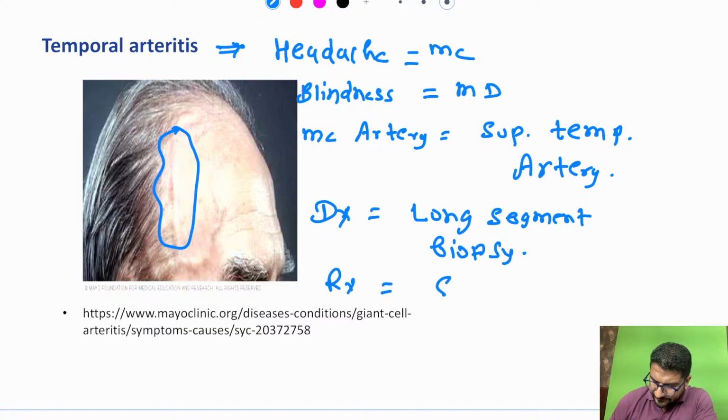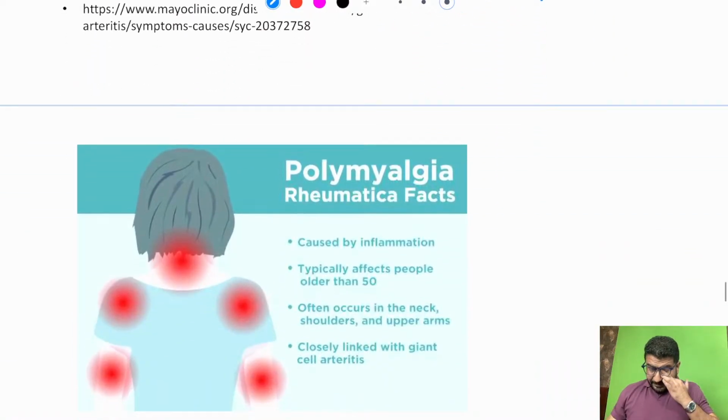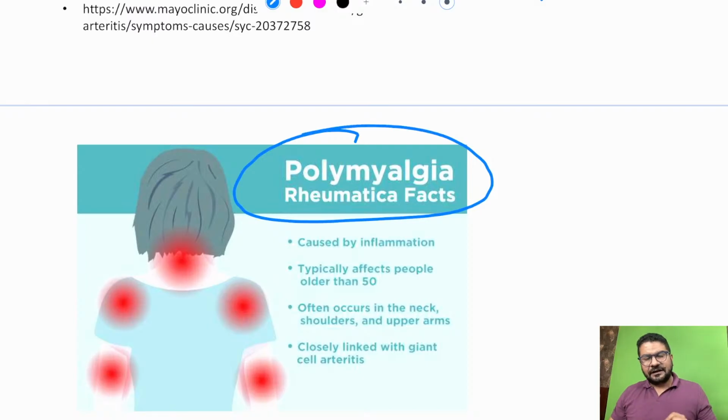And in treatment we give steroid, and generally the dose of steroid that we use here will be 1 mg per kg. Done. Okay, now coming to many cases, close to 23 to 35% patients will have pain in the whole muscles, in the body. We call this polymyalgia rheumatica. So you only have to remember, which vasculitis is associated with polymyalgia rheumatica? Answer is temporal arteritis. Done.